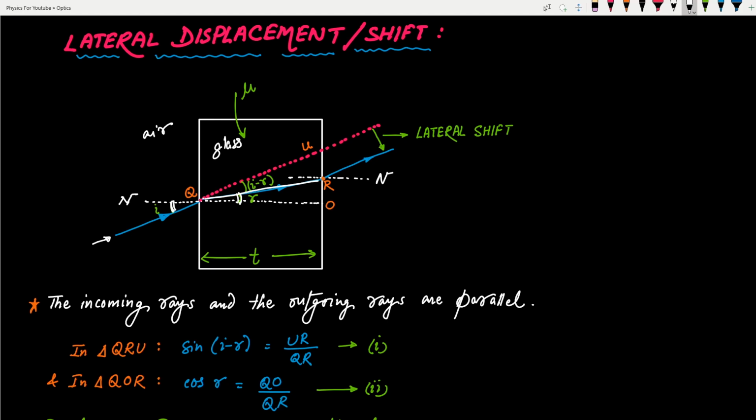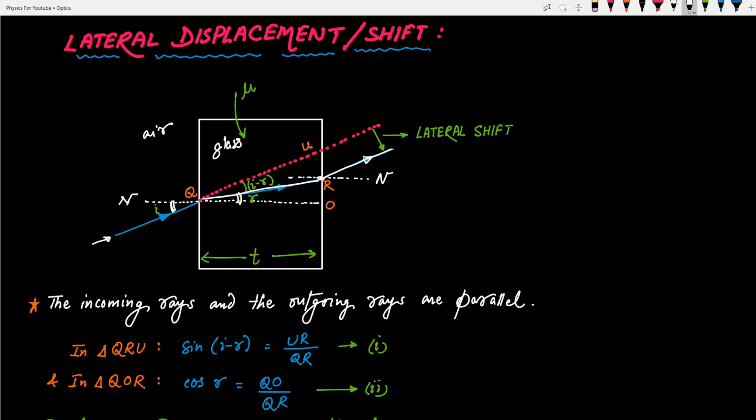Now once it reaches the other end of the slab, again the ray will be incident upon the interface between glass and air, at this point, and then what will happen? It will enter the air medium, and we know that air is an optically rarer medium. As a result the ray will bend away from the normal, as you can see. So this has bent away from the normal. Okay, so this is simple.